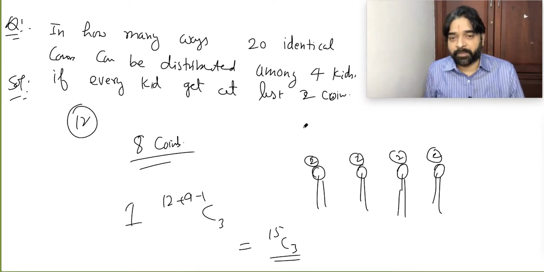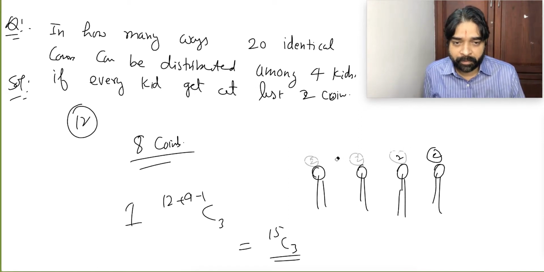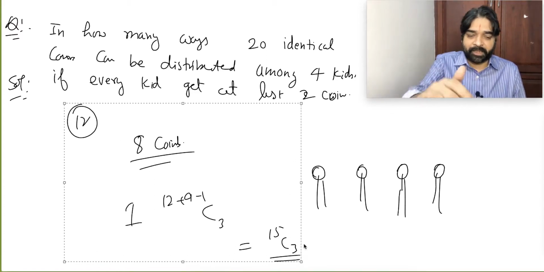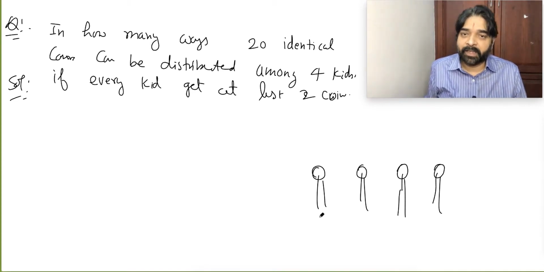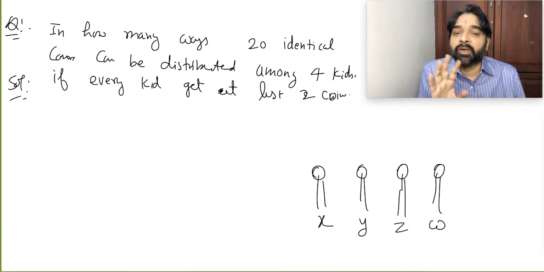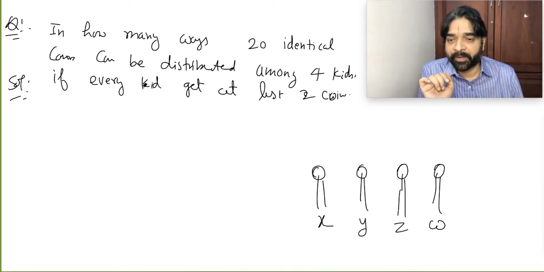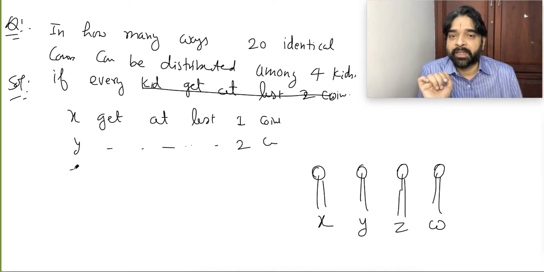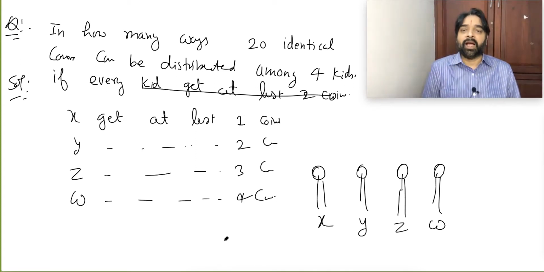Same question, if I change it this way, let them be given names. This person's name is X, this person is Y, this person is Z, this person is W. In how many ways can I distribute 20 identical objects among the 4 kids if X gets at least 1 coin, Y gets at least 2 coins, Z gets at least 3 coins, W gets at least 4 coins? Answer me.